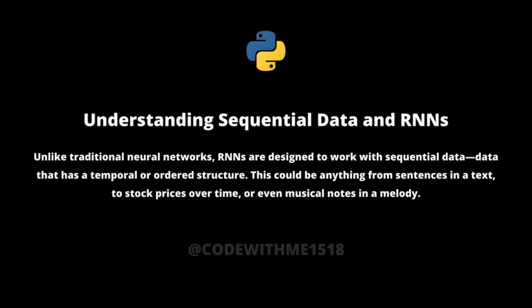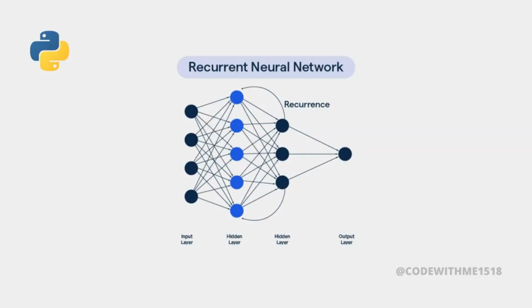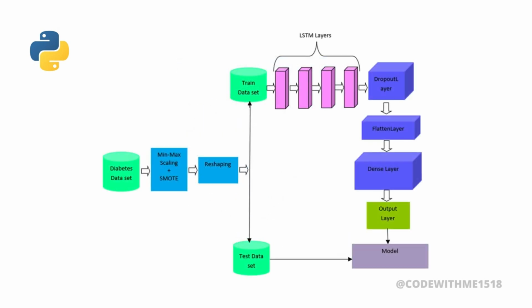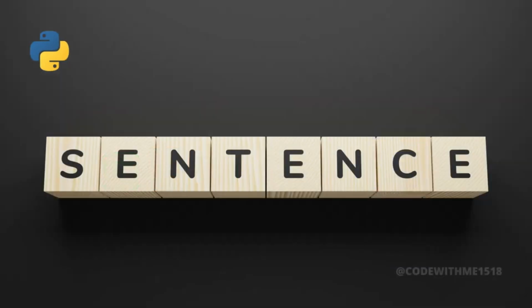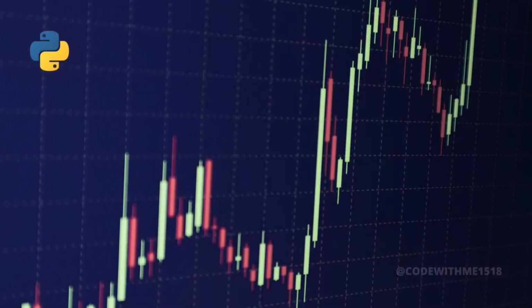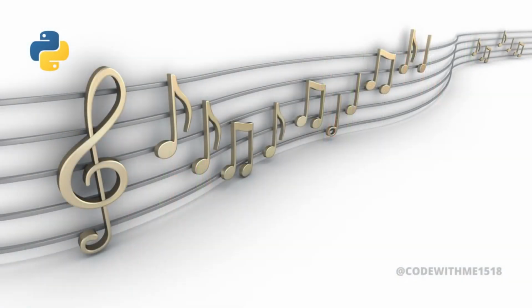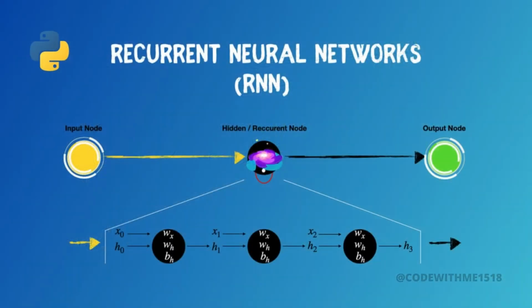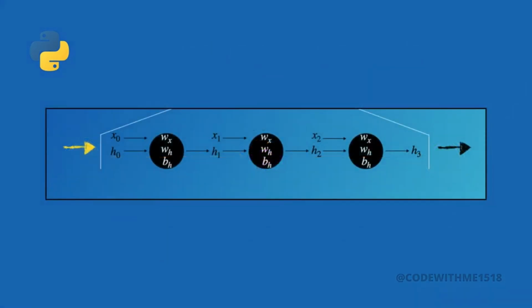So, what makes RNN special? Unlike traditional neural networks, RNNs are designed to work with sequential data that has a temporal or ordered structure. This could be anything from sentences in a text to stock prices over time, or even musical notes in a melody. RNNs are unique because they have loops in their architecture, allowing them to retain information from previous steps, which is crucial for understanding the context in sequences.